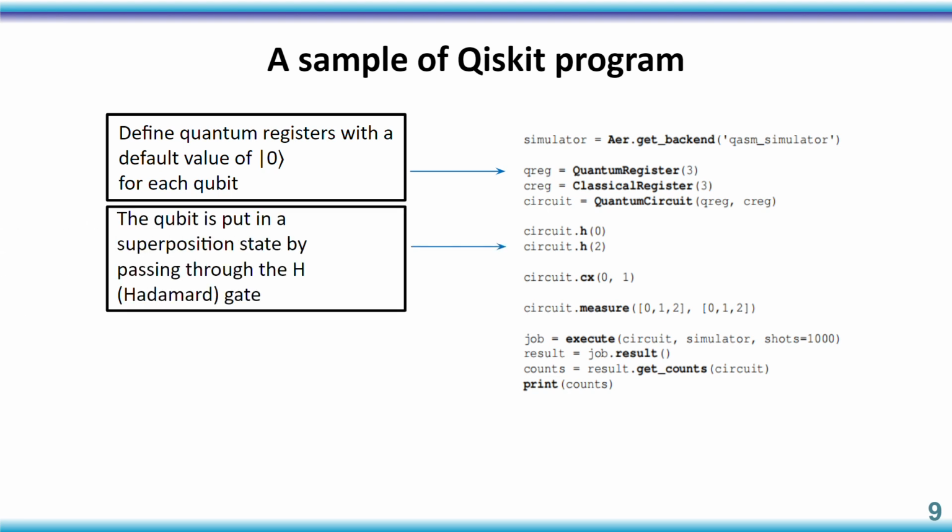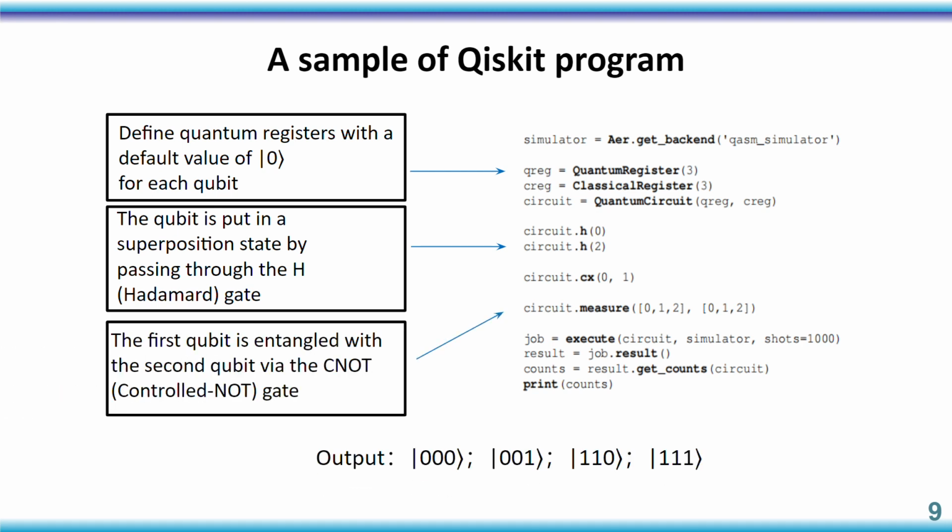And in the next step, the first qubit is entangled with the second qubit through a controlled NOT gate to make the same value of the first and the second qubit. Finally, the output of this program will be the following 4 cases.